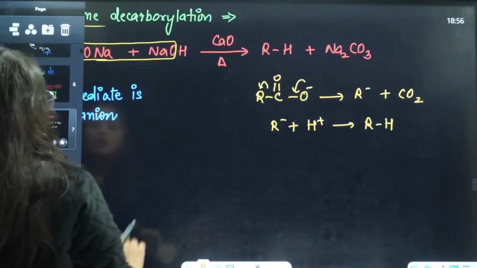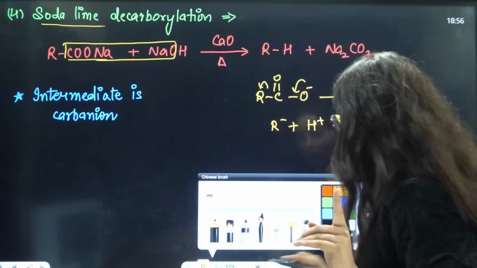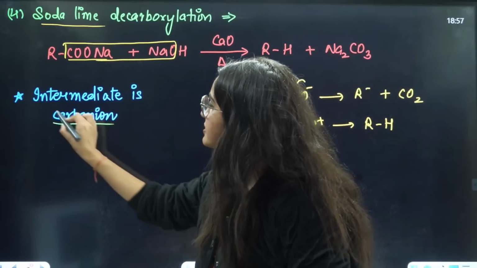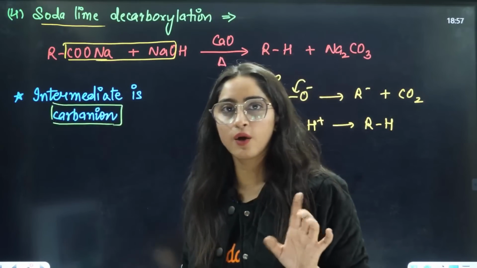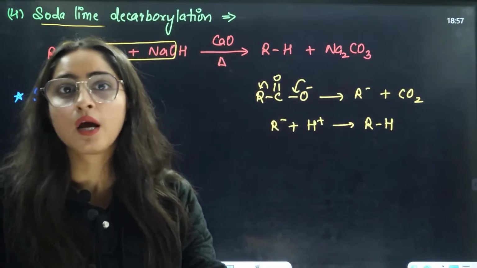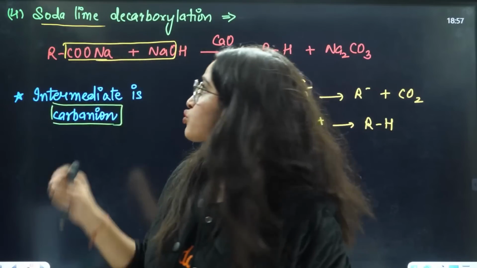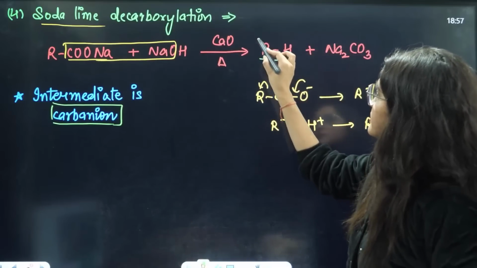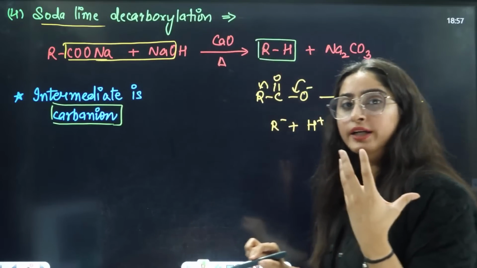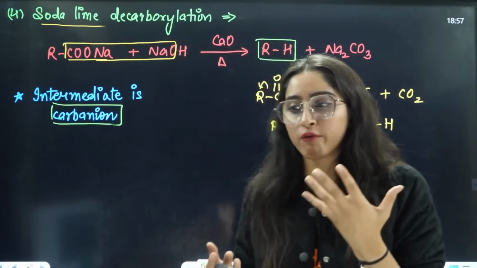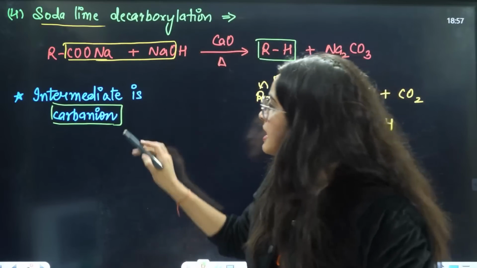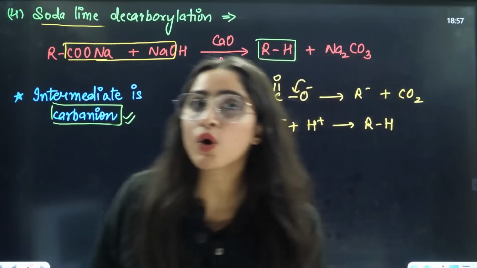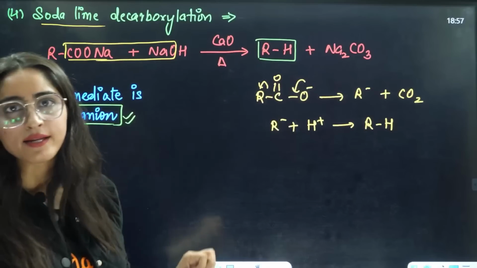Now let us see the next important point here: the intermediate is a carbanion. You need to remember this, because whenever they ask you about soda-lime decarboxylation, if a direct question is asked, you need to remember this. And if a good level question is asked, they will ask you a question related to this carbanion. How is the carbanion formed? Let us see the mechanism here.